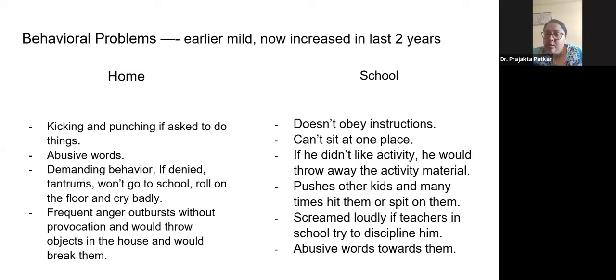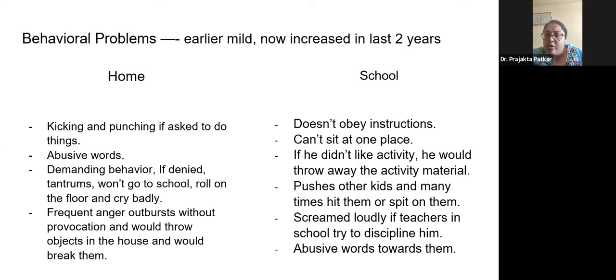So the reason why the mom brought him here especially was because of the behavioral problems, both at school and at home. She said that earlier they were mild and they had increased significantly in the last 2 years. At home, he would often be kicking and punching if he would be asked to do things around the home. He would use abusive words, which was not tolerable to them. He would have demanding behavior, and if the demands were not met, there would be tantrums.